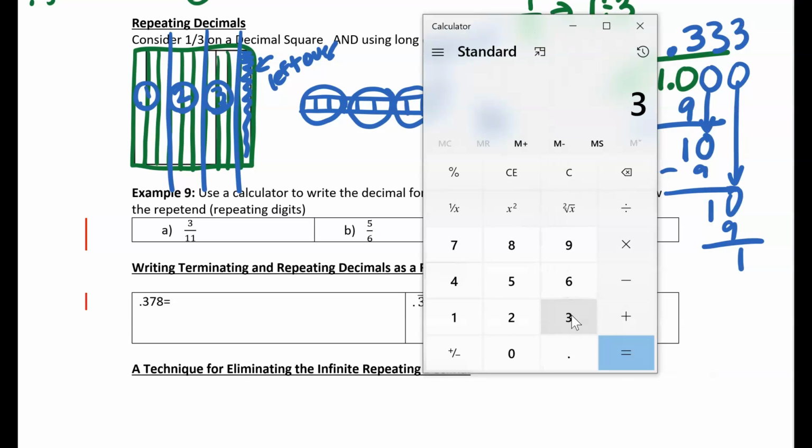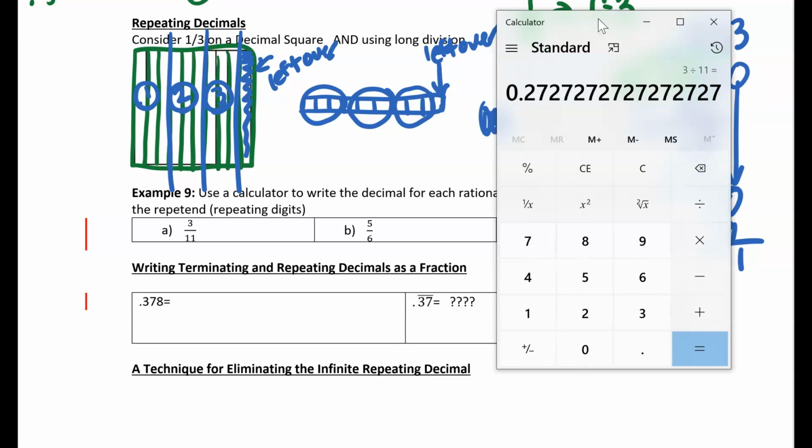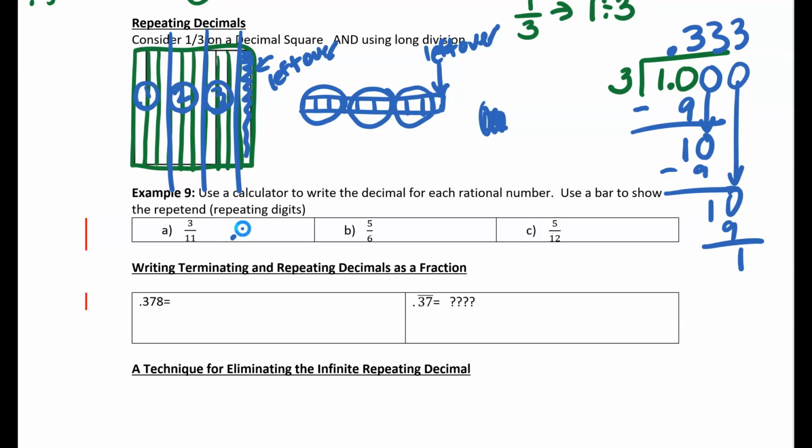So 3/11. So I'm going to do 3 divided by 11, and I'm going to look for the repeating part. This is way easier than that last one we looked at. It looks like the 2 7 is what's repeating. So we could write that as 0.27, and you could put the bar over the part that repeats, meaning the 2 and the 7 repeats.